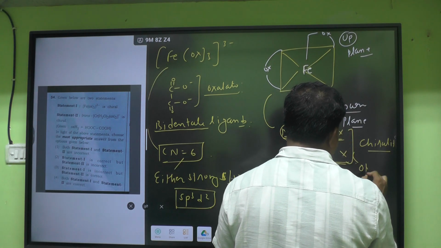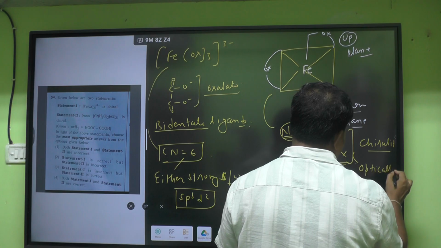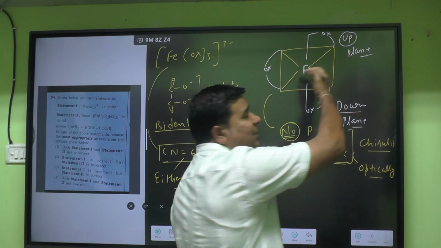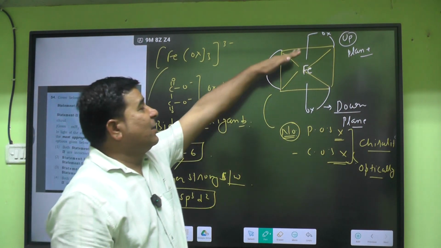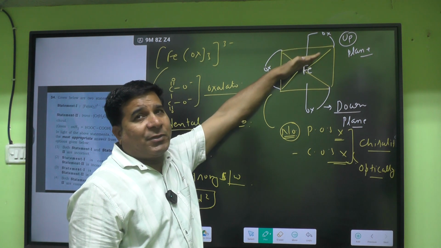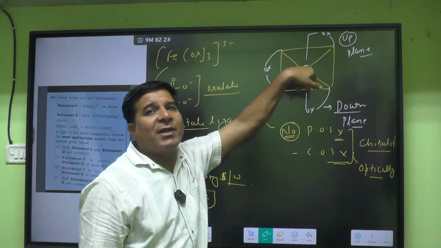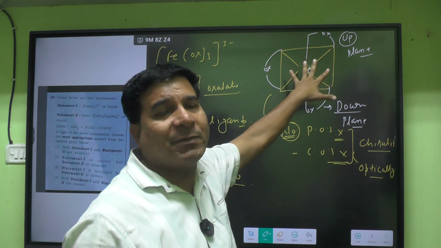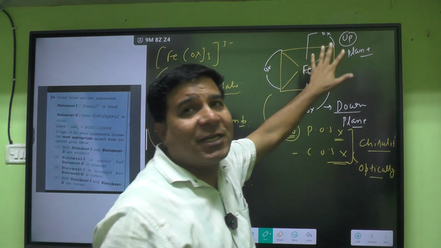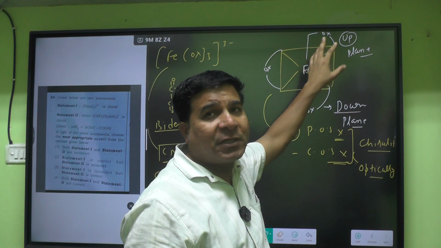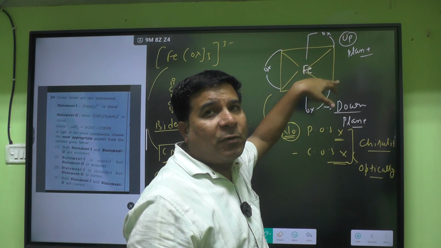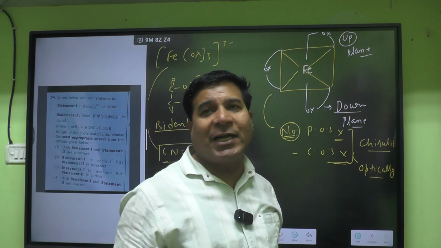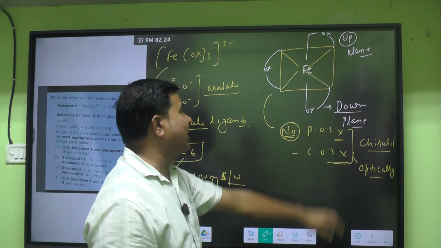It is optically active. Remember this point: either cis form or trans form doesn't matter. Cis form is not possible here because all groups are the same, all oxygen, so only one form is possible. It does not show geometrical isomerism, only optical isomers, due to no plane of symmetry and no center of symmetry. That's why it is optically active.